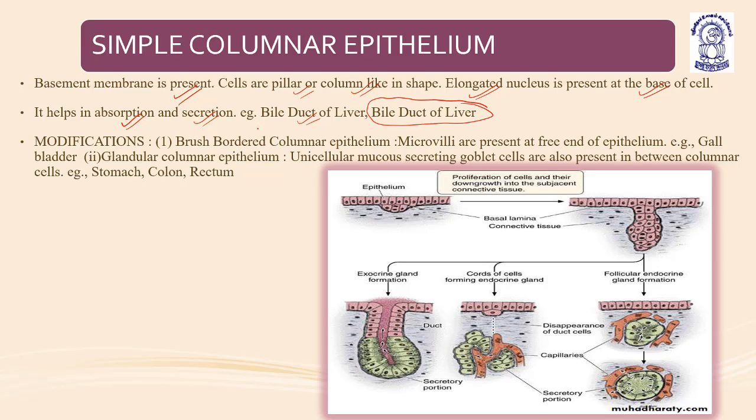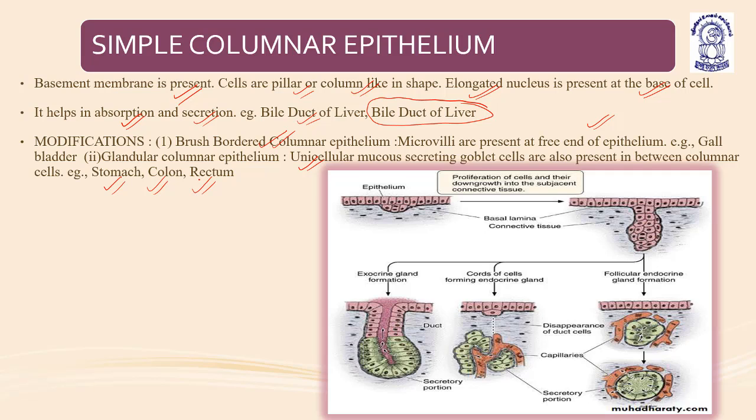Modifications. Brush border columnar epithelium is when microvilli are present at the free end of the epithelium. Example is gallbladder. Glandular columnar epithelium is one in which unicellular mucus secreting goblet cells are also present in between the columnar cells, right? Examples: stomach, colon, rectum.